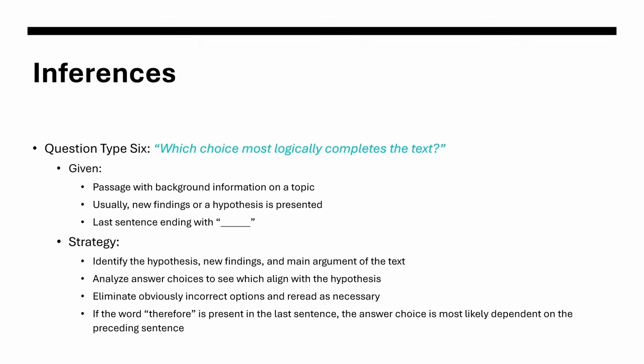So here's your strategy for this one. You're going to identify what the hypothesis or new findings or main argument of the text is. You're going to write that in your own words. Then you're going to analyze the answer choices to see which one best aligns with the hypothesis that's been presented. You're going to eliminate ones that are pretty obviously wrong, and then you're going to reread as necessary. A lot of the times that last blank is going to completely depend on the sentence that comes before it. Okay, so you need to make sure that whatever comes there makes sense and basically kind of proves the sentence before it. If the word therefore is present in that last sentence, then again, that's another sign that the answer choice is dependent on the preceding sentence.